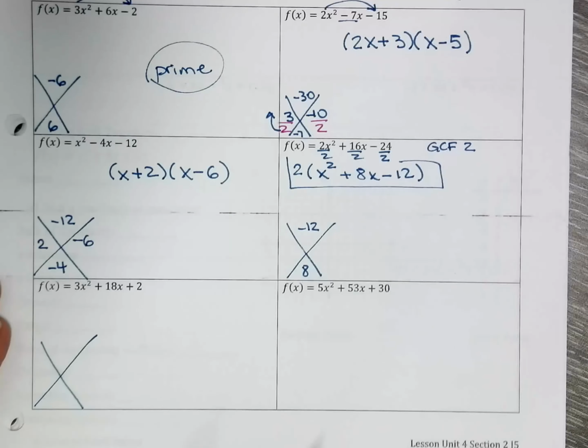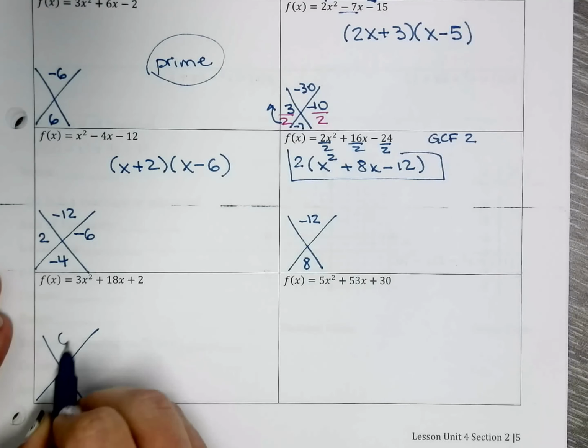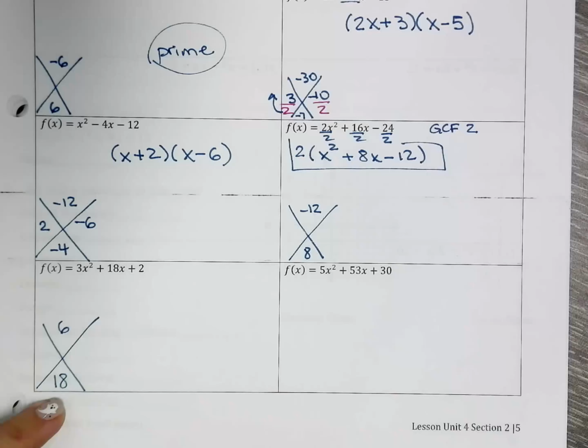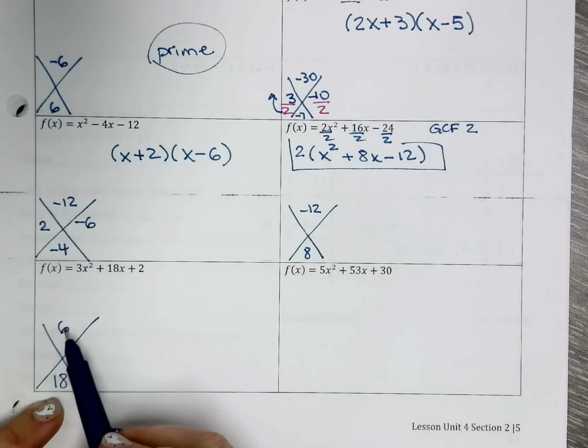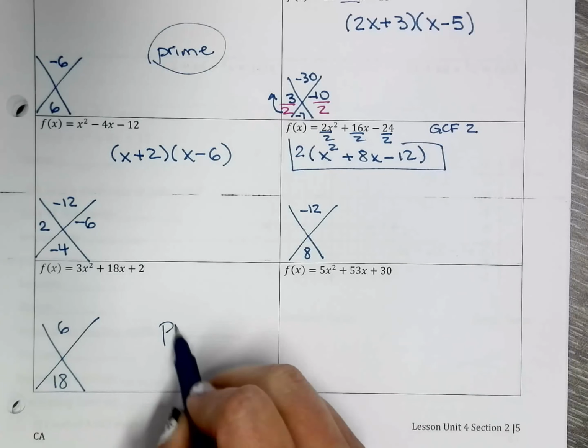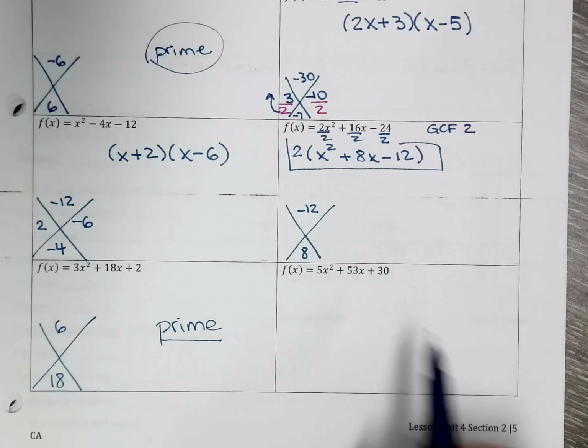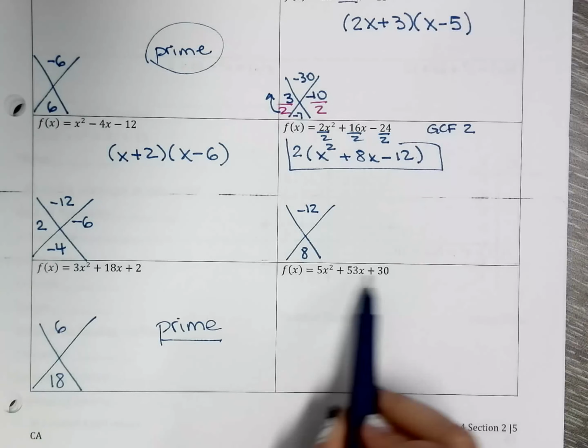There's no GCF here. Multiply 6, add up to 18. 1 times 6 is 6. 1 plus 6 is 7. So this one, easy to recognize prime right there. There's no GCF right there.